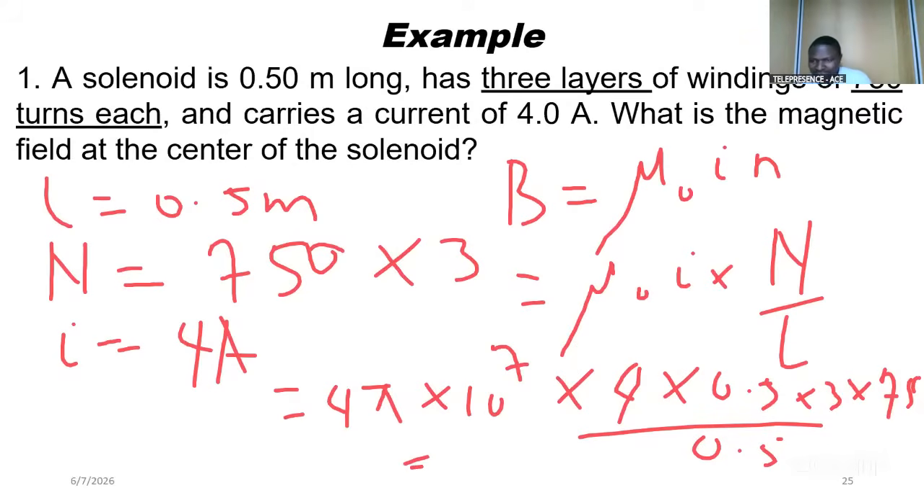We are given 3 layers. But mind you, as I used to tell you, if you forget this particular 3 layers, you will find your answer there, though it won't be the correct answer. That is, we have 3 layers of windings of 750 turns. That is the first one 750, second one 750, third one 750. Multiplying by 3 gives us the number of turns. And you remember the number of turns per unit length is N all over L. So from there, we can get the right answer.